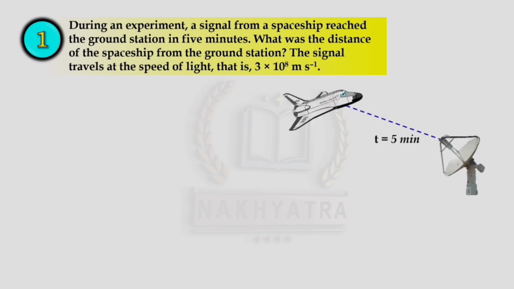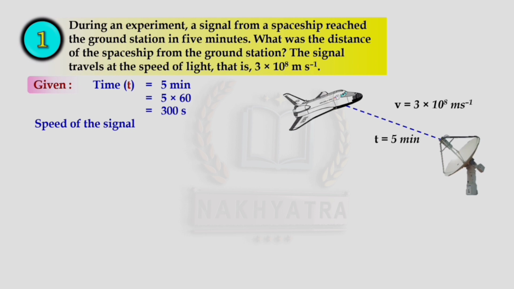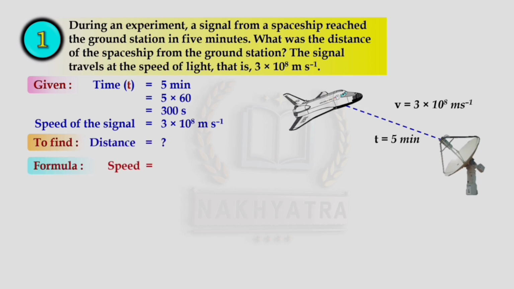Okay, so now write what are the given values. The time is given and the speed is given. The time is 5 minutes, so we will convert it into seconds. So it is 300 seconds. And the speed of the signal is 3 × 10^8 meter per second. Now we have to find out the distance. So the formula we will be using, we know that speed equals distance traveled by time taken.